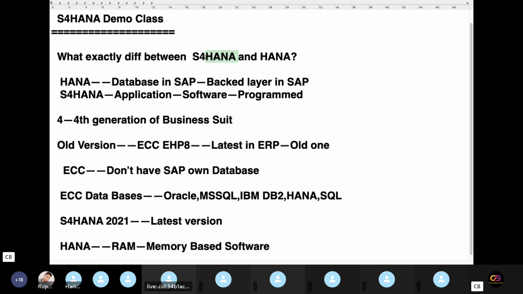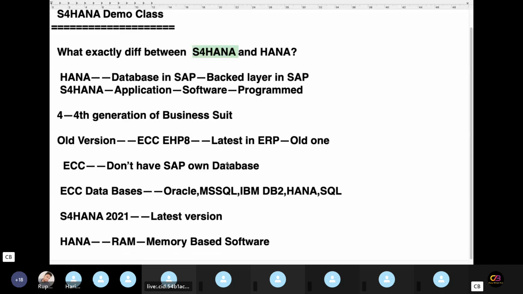Now what is SAP S/4HANA? S/4HANA is the fourth generation of the business suite. It's the fourth version of SAP. Many old versions were there earlier, like ECC 5.0, 6.0, 7.0, and 8.0. But this version was introduced from 2015 onwards. SAP S/4HANA is a product, an application, a software. Now let me open the screen first.